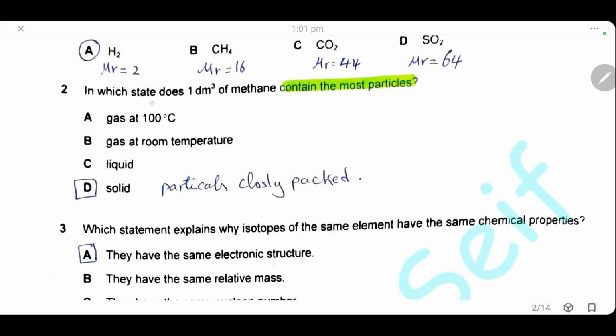Question 2. In which state does 1 decimeter cube of methane contain the most particles? He wants to know in which physical state methane will have the highest number of particles in the same volume, which is 1 decimeter cube. It will be when methane is a gas at 100 degrees Celsius, or a gas at room temperature, a liquid, or a solid. Of course, the answer will be when it is a solid, because in a solid the particles are closely and tightly packed together, so we will have the highest number of particles in the same volume.